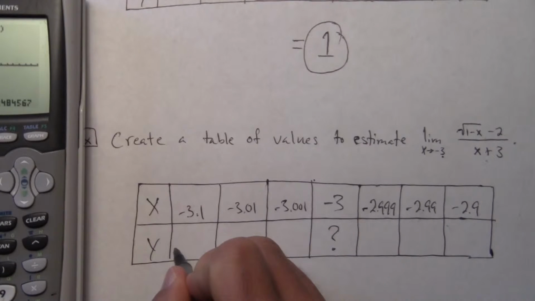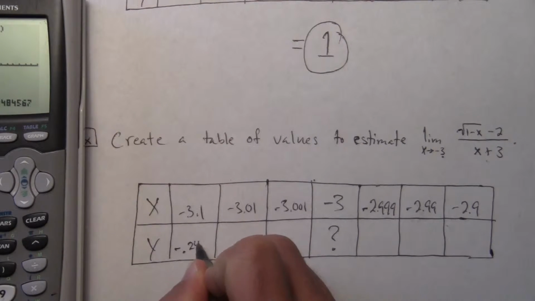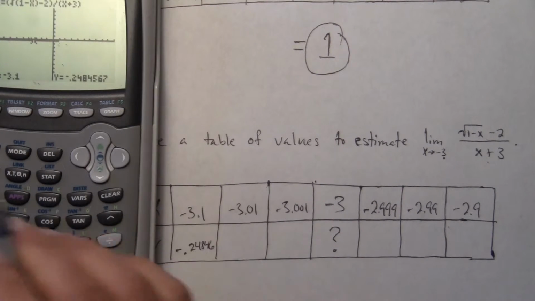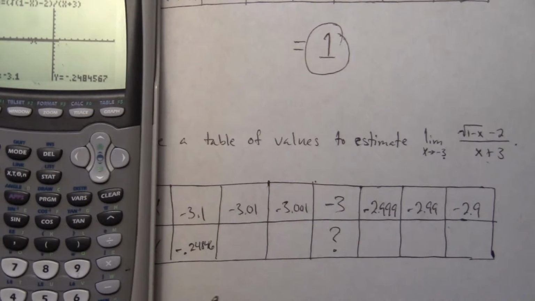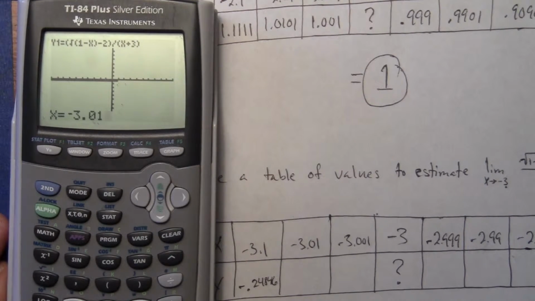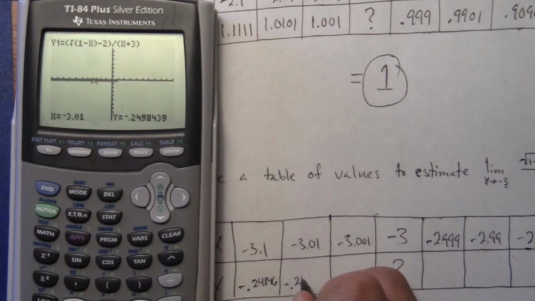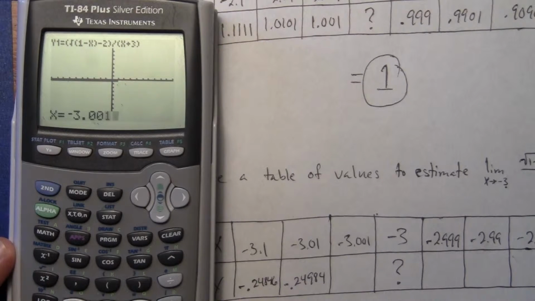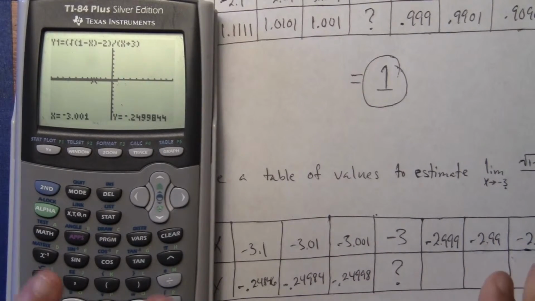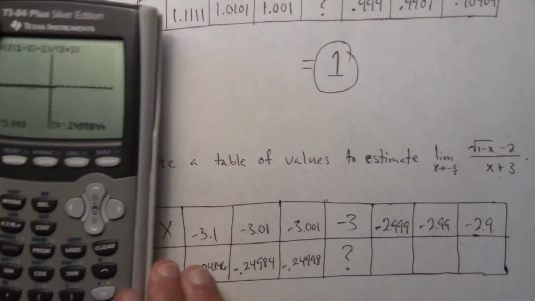It's negative 0.24846. And then without doing anything, you don't have to go back and redo that again. Just type in your next x value. So type in negative 3.01, enter. There's your next y value. It's negative 0.24984. Negative 3.001, enter. It would be negative 0.24998. So I kind of like this way better.